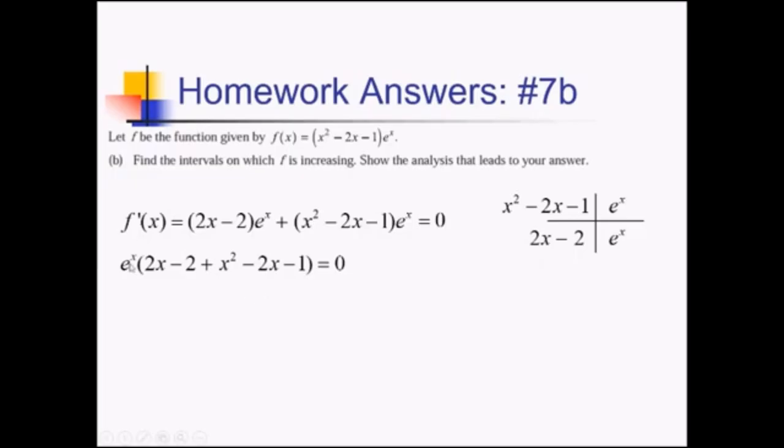So I have an e to the x outside. Inside I have an x squared. And combining the 2x and the negative 2x, that actually zeroes out. So all that's left is this negative 2 and the negative 1, which give us negative 3. All of that equals 0.